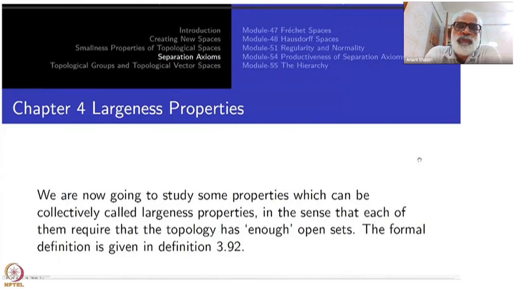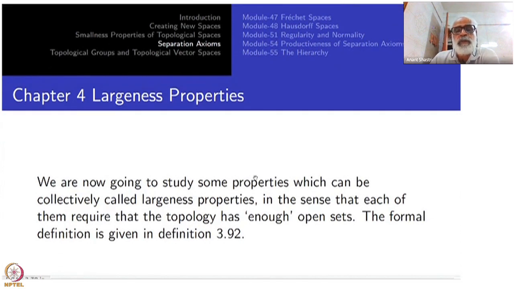Welcome to chapter 4 of point set topology course part 1. This I have named as largeness properties. Essentially we are going to study properties of topological spaces such that whenever a topology has it, something which is larger than that will also have it. So that is the rough definition; the formal definition we had already given.